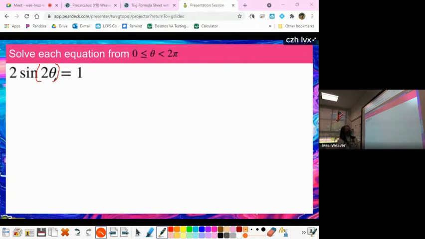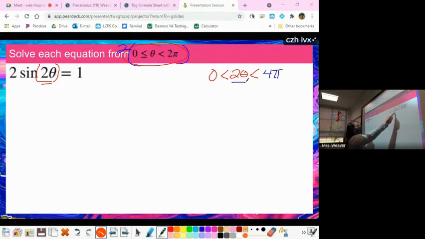Remember, if we want the thetas between 0 and 2 pi, and we've got 2 theta here, what will 2 theta fall between if theta is between 0 and 2 pi? Then it's going to fall between 0 and 4 pi. I just multiply that whole thing by 2, and that becomes 2 theta and 4 pi. So we're going to be going up to 4 pi.